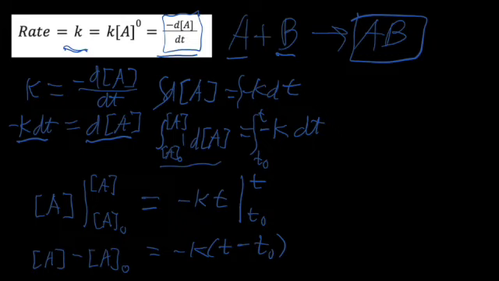But we can rearrange this, and also we can say that T naught is equal to 0, because we can say that the time that it starts is at T equals 0. So what we end up with is that concentration of A equals negative KT plus the starting concentration. And so this is the integrated rate law for zeroth order reactions.